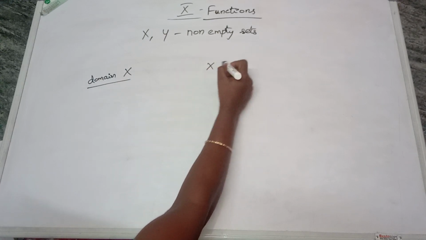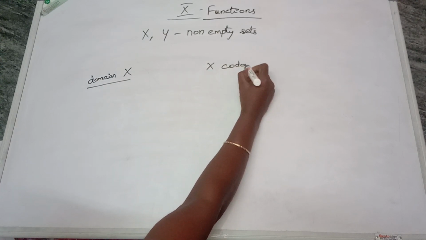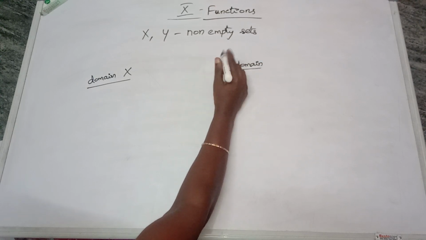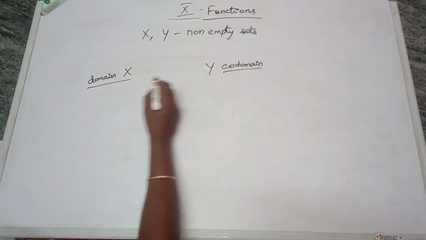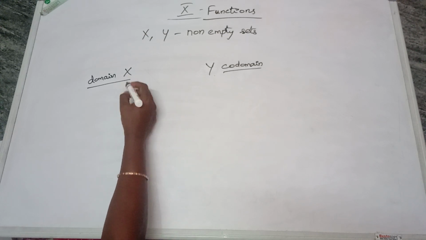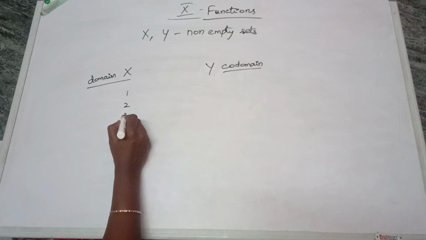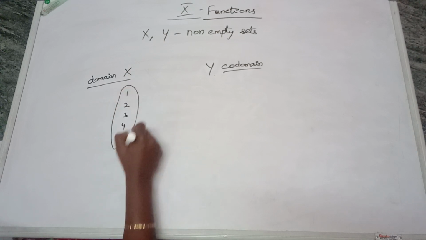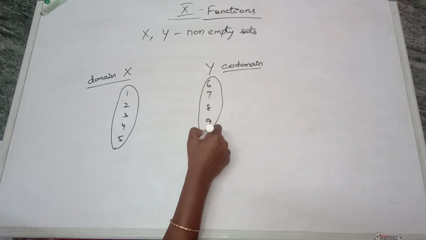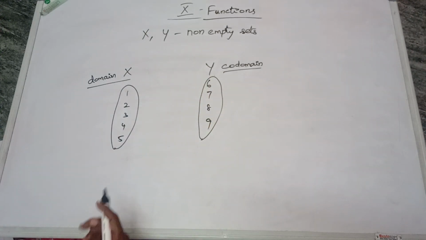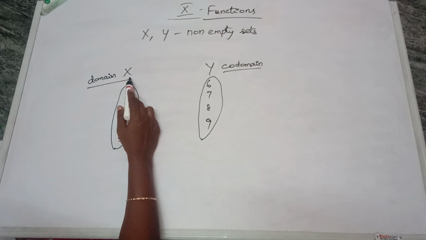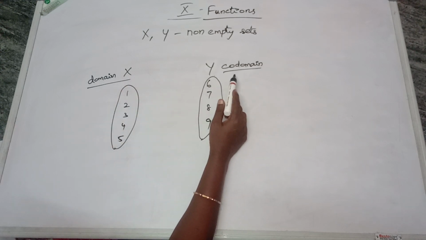And the second set Y is called a codomain. The first set X is called the domain. For example, if we take the first set with elements 1, 2, 3, 4, 5, and Y has 6, 7, 8, 9, like that, 4 elements, then the first set is called the domain and the second set is called the codomain.